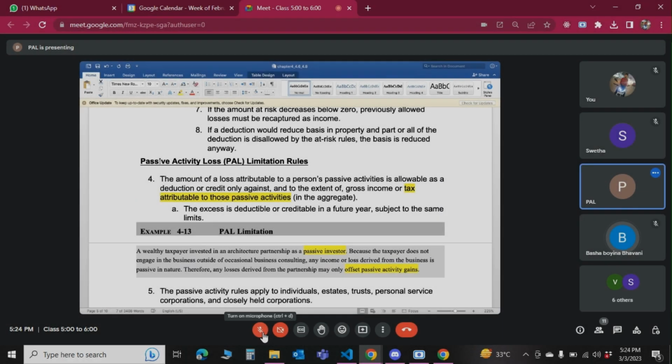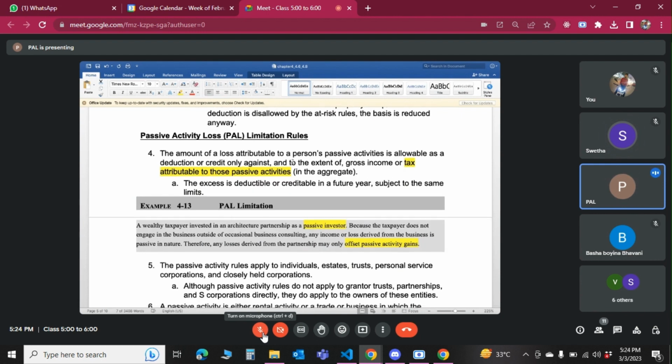Okay, PAL. You need to remember what PAL is. A lot of times now we'll be referring to PAL only. So, passive activity loss limitation rules. Let's read this. The amount of a loss attributable to a person's passive activities is allowed as a deduction only to the extent of income or tax attributable to those passive activities.